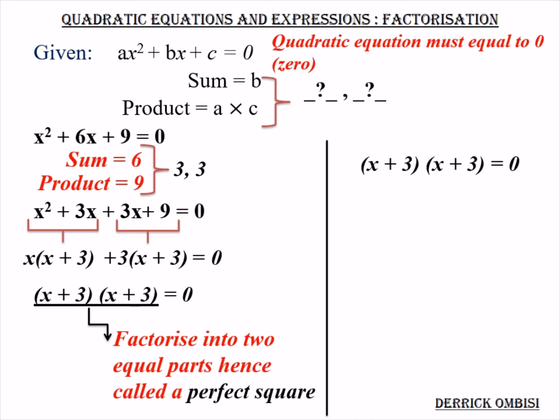Now, it means that x plus 3 in brackets, x plus 3 also in brackets equals 0. So it means that x plus 3 equals 0. So subtract 3 from both sides, and you get that x equals negative 3. That's how you carry out factorization.